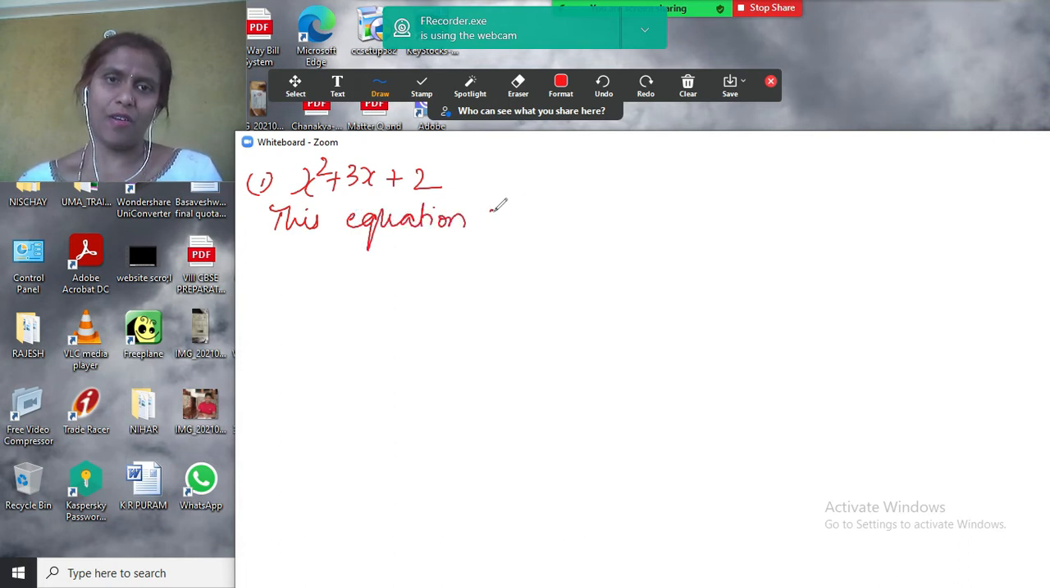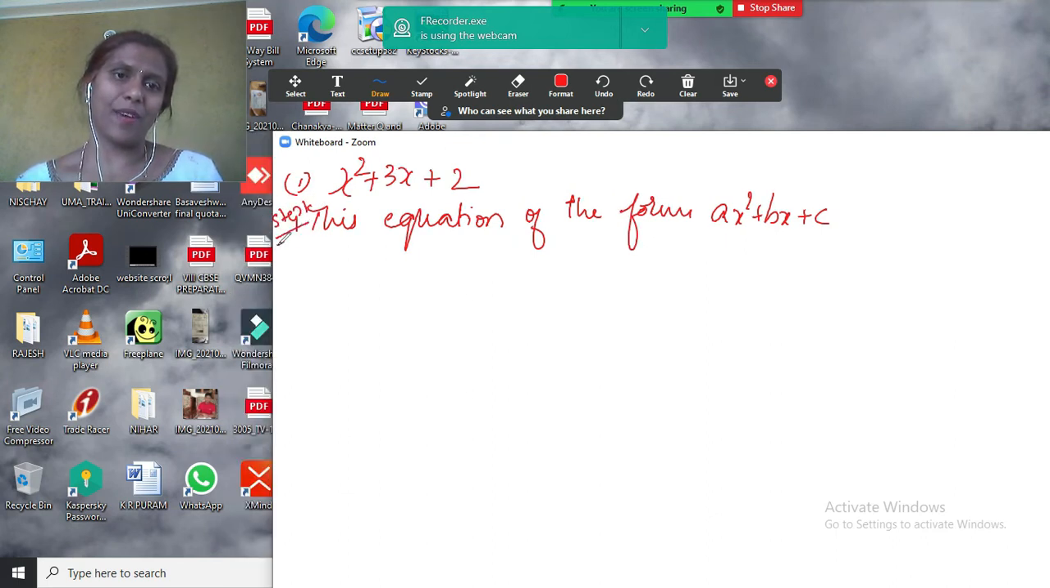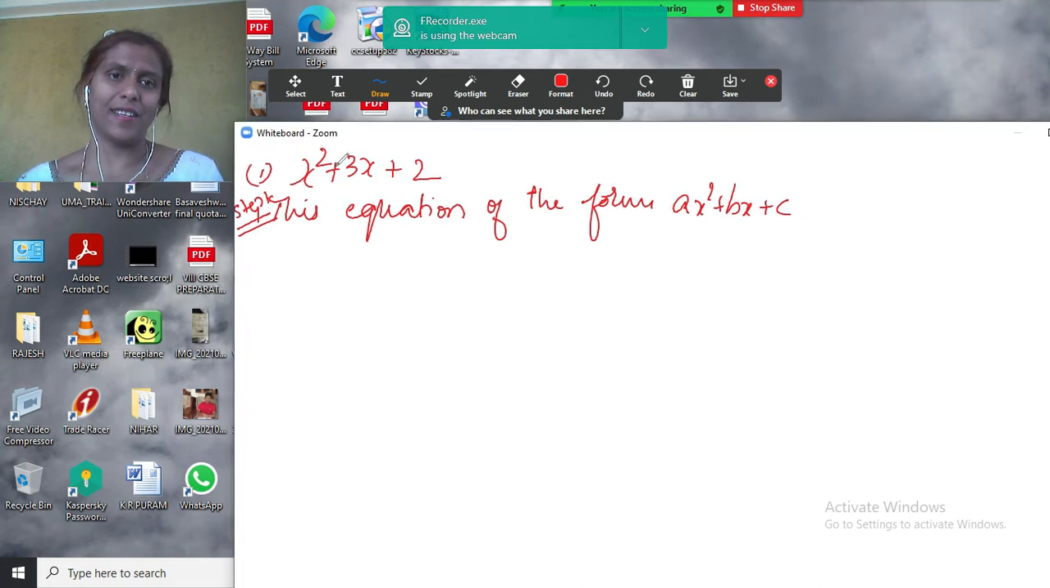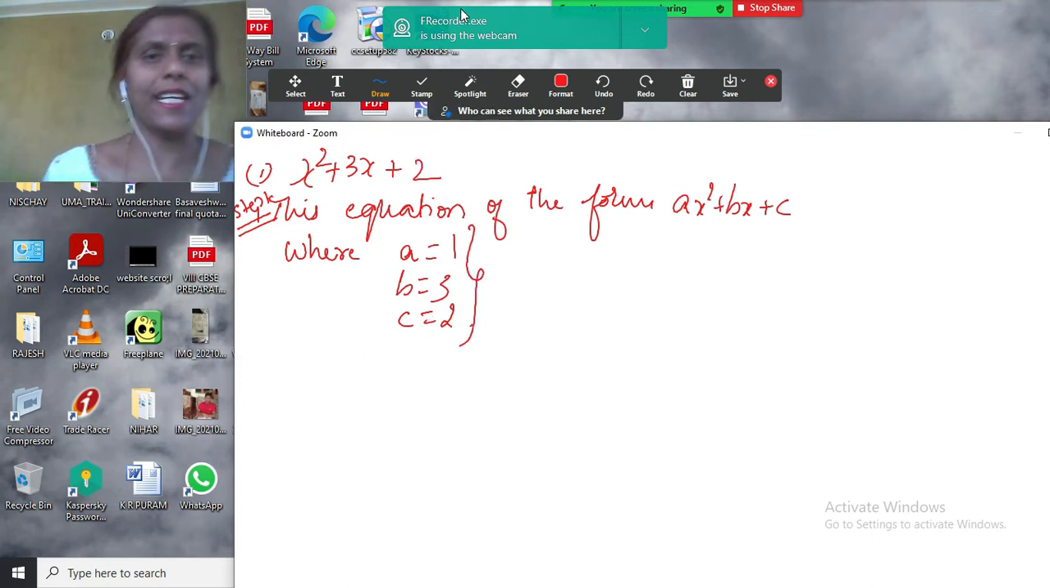Equation of the form ax square plus bx plus c. Now, can this be step 1? Yes, this is my step 1. Right? Okay. Now write down the values: a is 1, b is 3 and c is 2. Done. Now our next work is to find the factors.